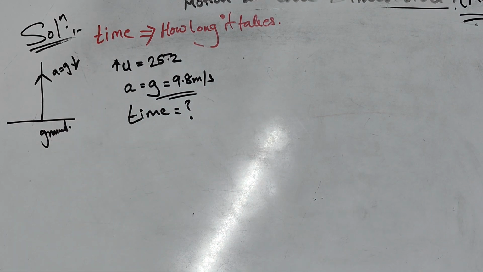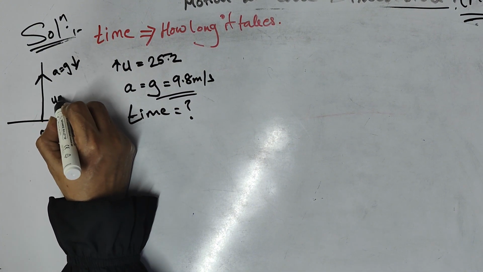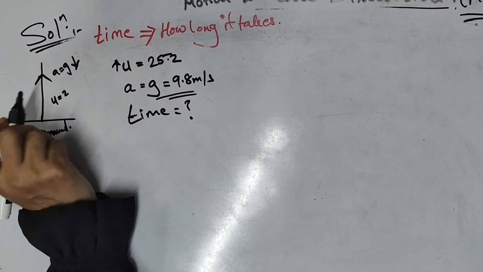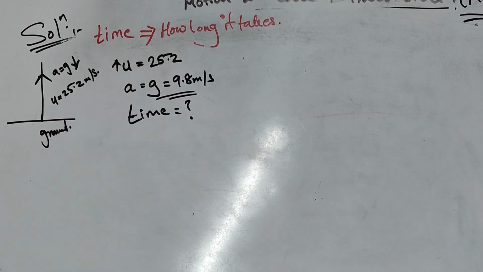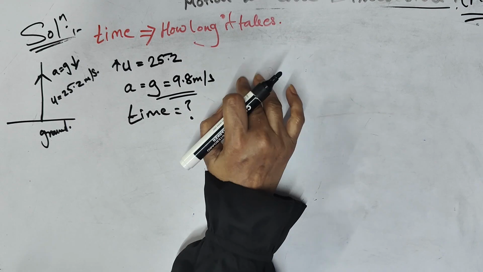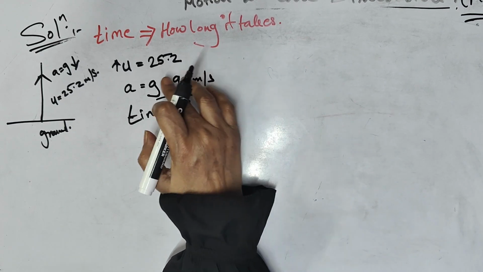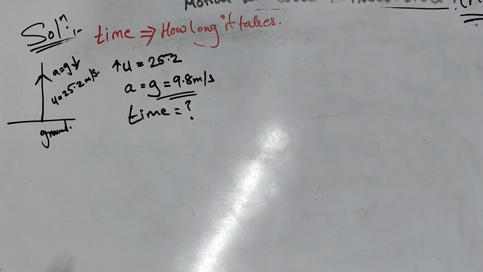इसका पुल नीचे है, ग्रेविटेशन का पुल ऑफ कोर्स नीचे होगा, और u इज इक्वल टू 25.2 मीटर पर सेकेंड. So we got here 3 quantities, means we got here 3 datas. As I mentioned in the last MCQ, we have to go through the data. देखना है हमें कि क्या दिया है, हम उससे किस फॉर्मूला को यूज़ कर सकते हैं.